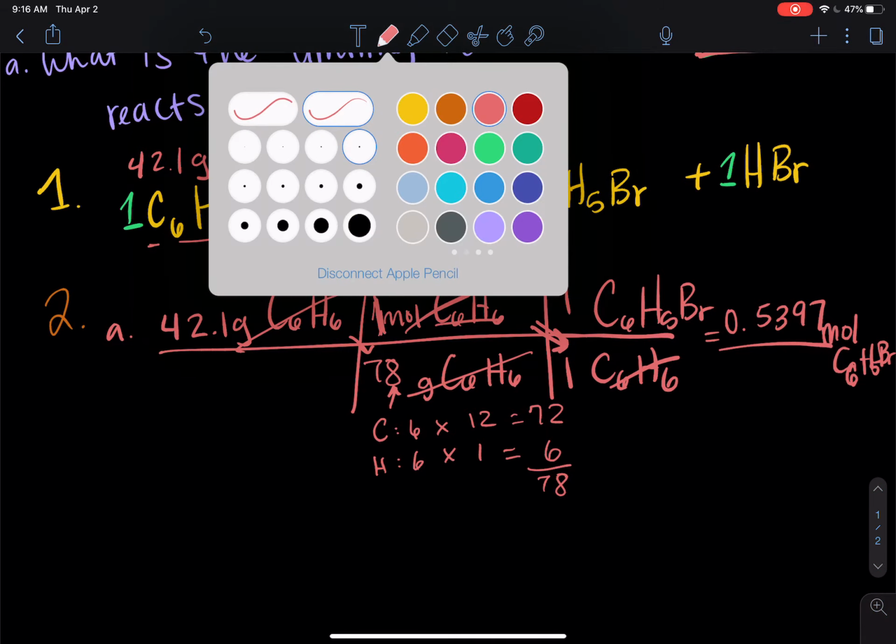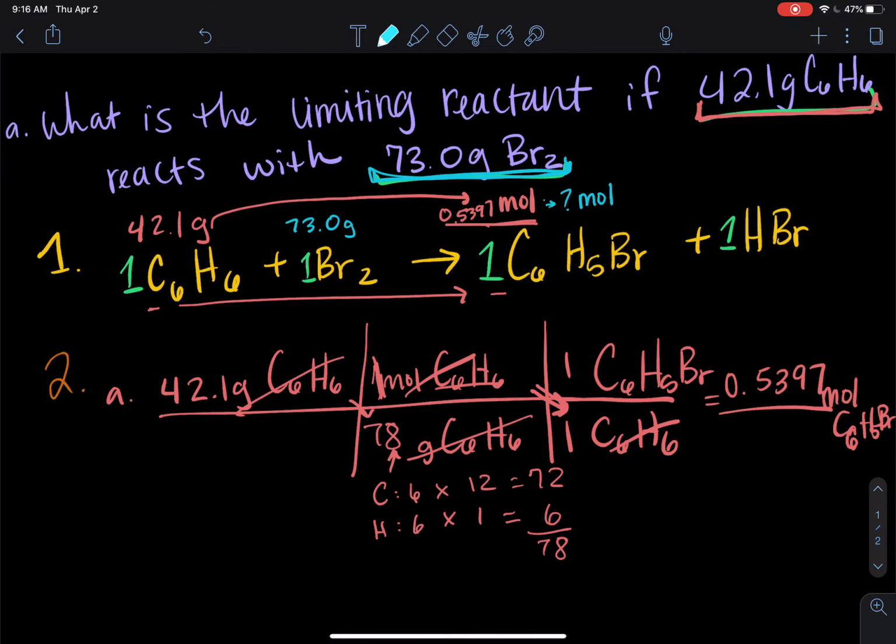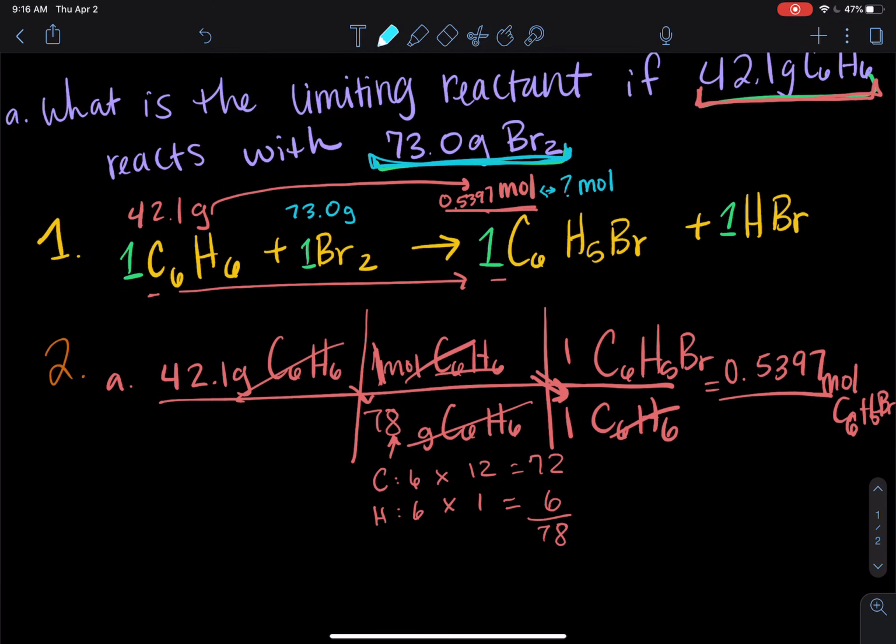Now, a limiting reactant problem is always going to give you multiple givens. So I was given 2 givens. I've already worked with the 42.1 grams. I now need to work with this 73.0 grams of benzene. Okay, and the same thing, to compare these two numbers, I have to solve for moles of the same product so that I can compare these two products.